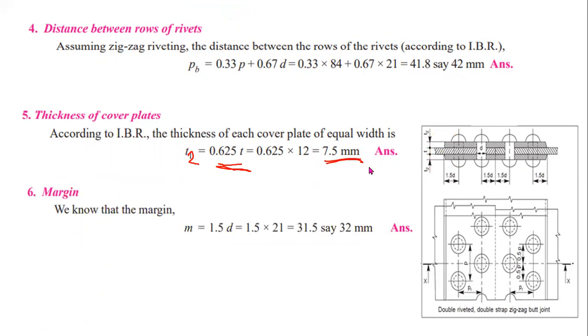Margin m equals 1.5 d. This is the standard formula for determining the value of margin. For margin, you have to consider 1.5 times the diameter of the rivet. Here you can observe 1.5 d, 1.5 d. These two are margins, and this one also is margin, this one also margin. The distance between the center of the rivet and the nearest edge of the plate is called margin.